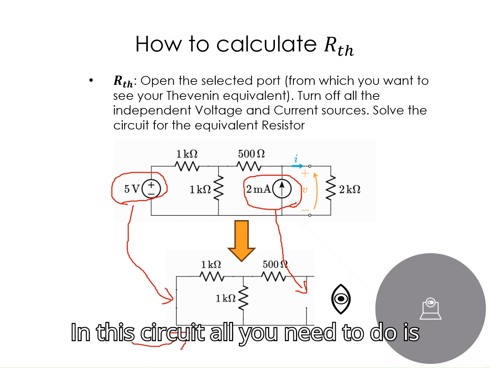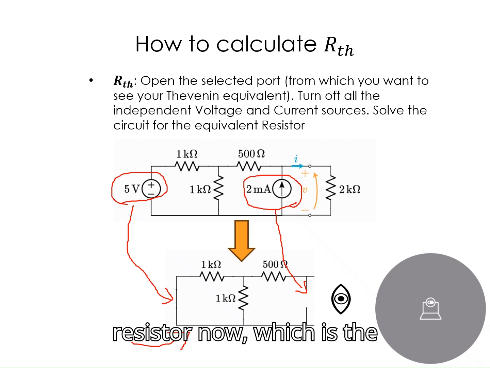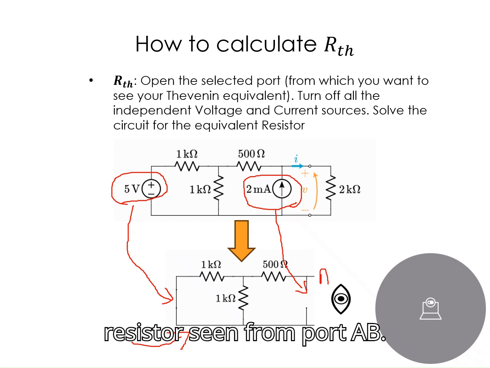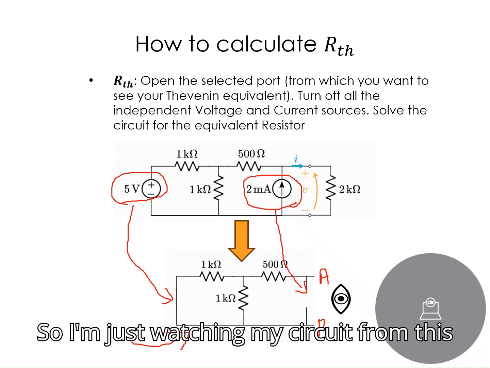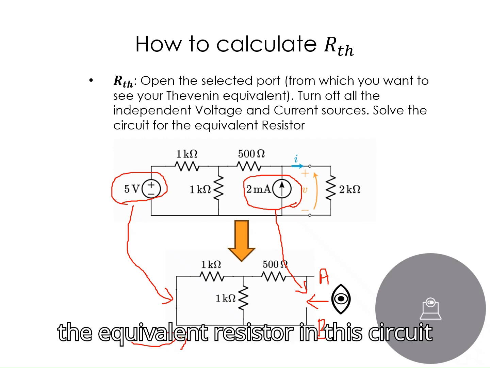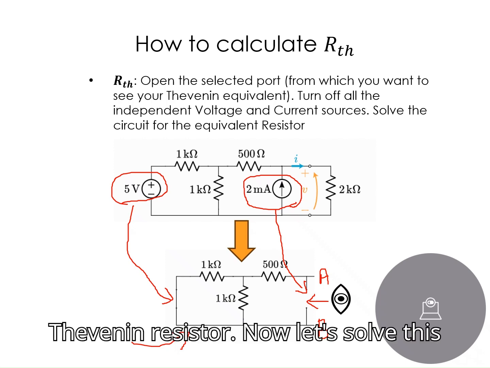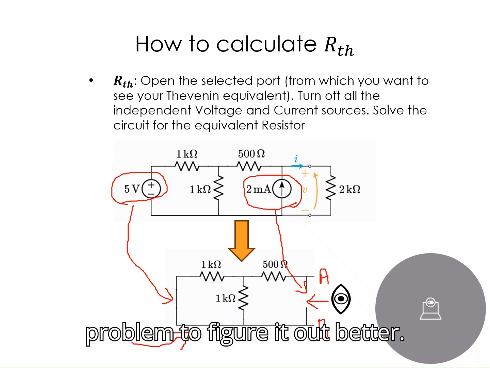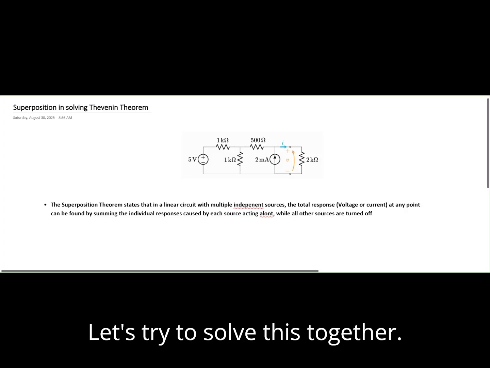In this circuit, all you need to do is calculate the equivalent resistor, which is the resistor seen from port AB. I'm just watching my circuit from this port only. So calculate the equivalent resistor in this circuit, and that resistor is your Thevenin resistor. Now let's solve this problem to figure it out better. Let's try to solve this together.